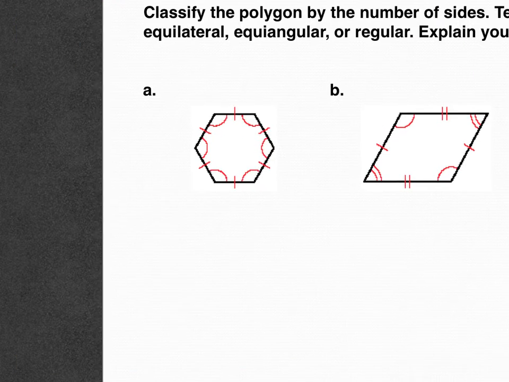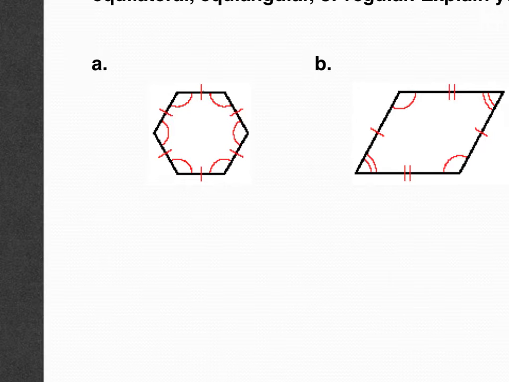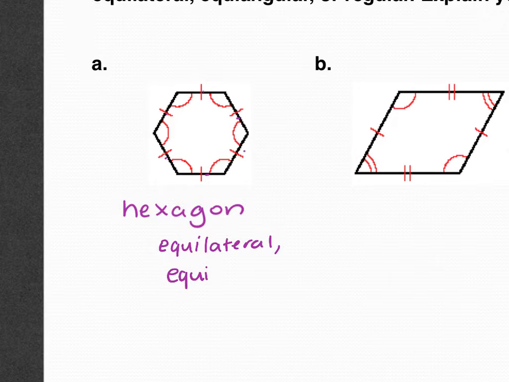So if you look at A, first of all, let's classify it. 1, 2, 3, 4, 5, 6 makes this a hexagon. Is it equiangular? Yep, all the little arcs have one single arc. They're all marked as congruent. Is it equilateral? Yep, which means it's also regular. So it's all 3. You're going to put all 3.